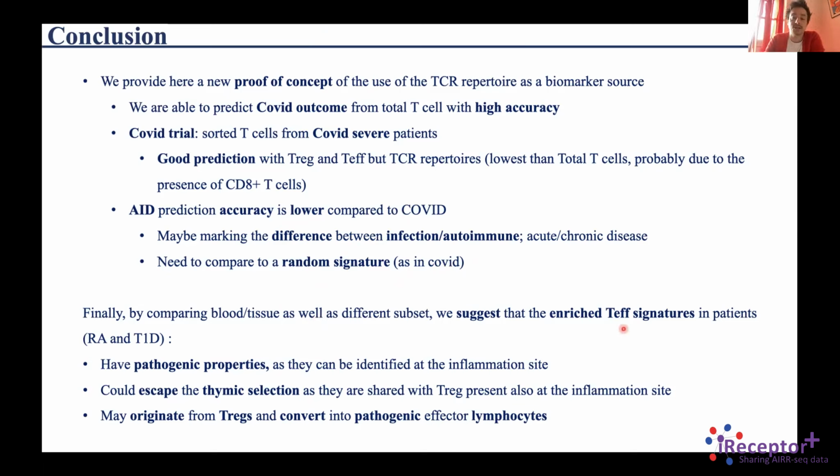And finally, by comparing blood and tissue as well as different subsets, we suggest that these enriched TF signatures in both diseases have pathogenic properties because they can be identified in the inflammation site. This enriched TF signature could escape the thymic selection because they are also shared with Tregs present in the inflammation site. And this enriched TF signature may originate from Tregs and convert into a pathogenic effector lymphocyte.